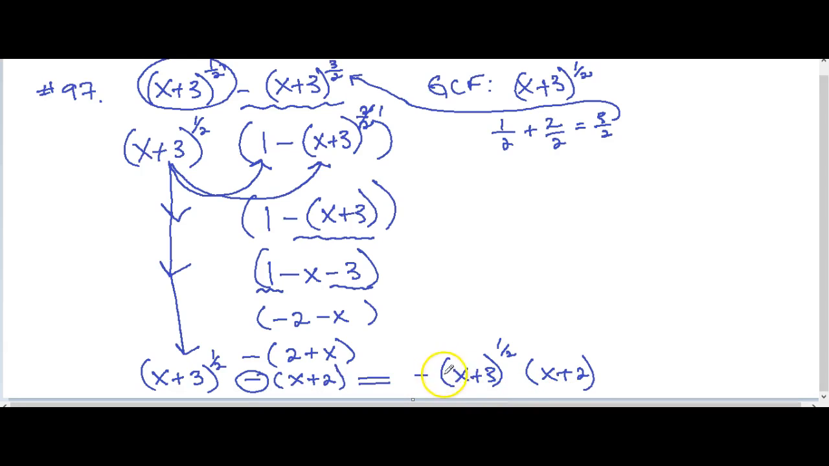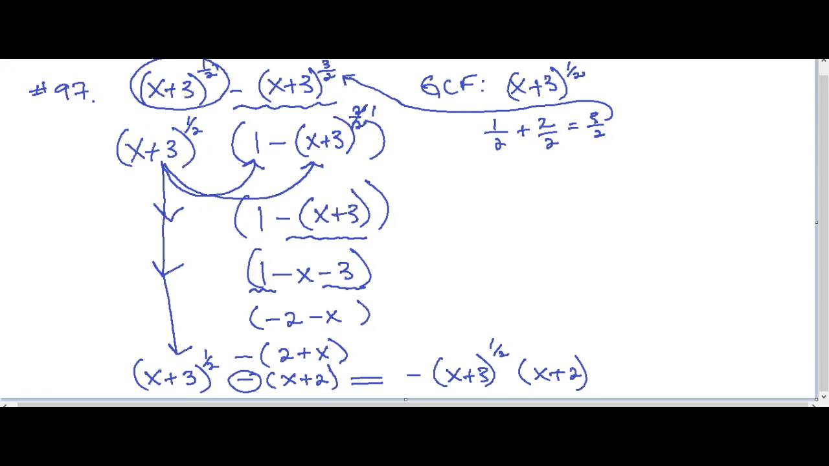Okay, so a little bit more complicated than what we've done so far, but hopefully this makes sense in terms of how to get that answer in the textbook. So that's question number 97. I'm going to do number 99 next.